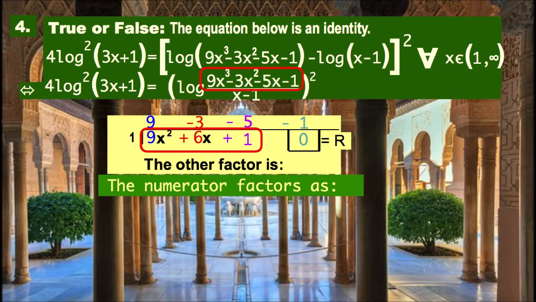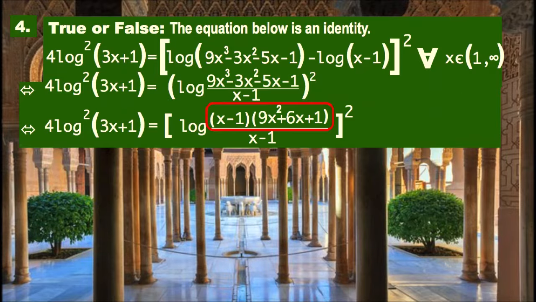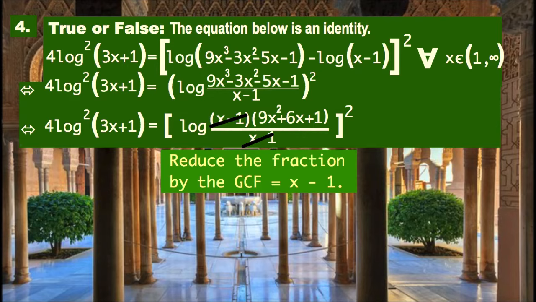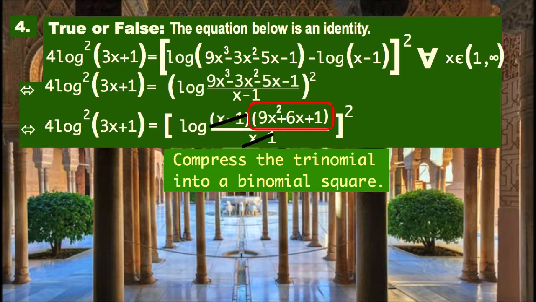The numerator factors as the quantity x minus 1 times the quantity 9x squared plus 6x plus 1. We can reduce the fraction by the GCF, which is x minus 1, and compress the trinomial into a binomial square.